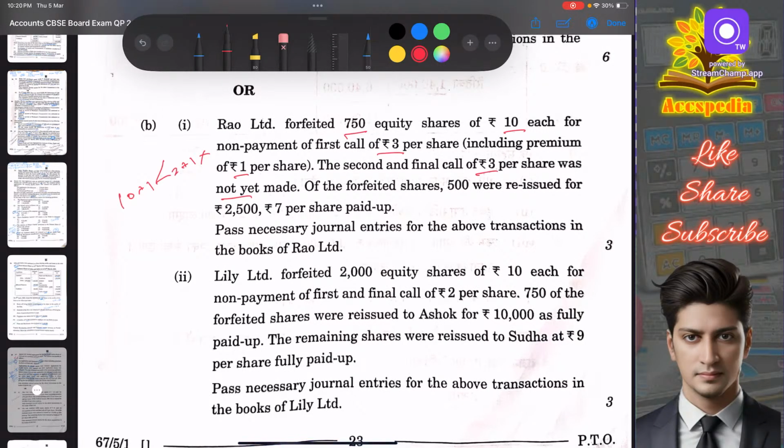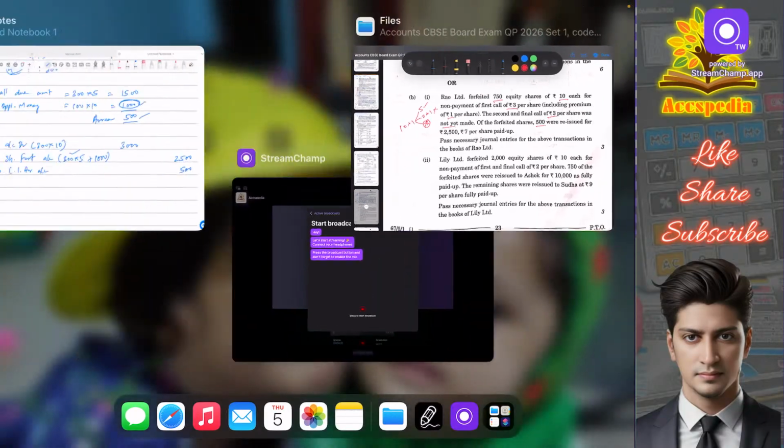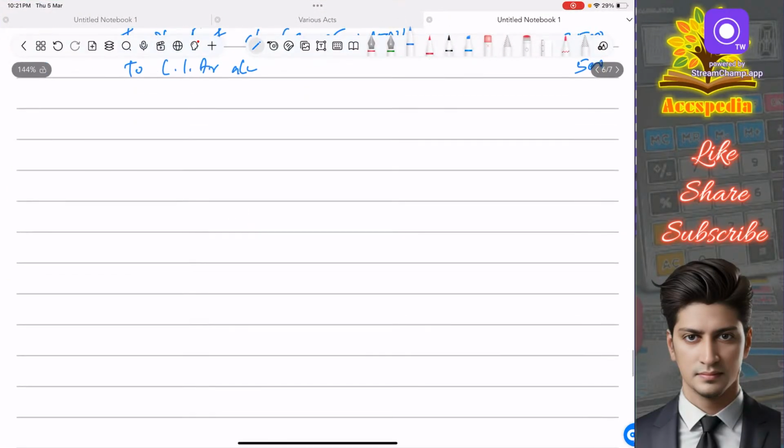Okay. Then second and final call is 3. This is not made. Okay. So this means out of this 10 rupees face value 5 over, remaining 5 is received. Application and allotment together. Of that 500 shares were reissued, okay, that is reissue. Let's first pass journal entry for forfeiture. Since premium is not received, premium account has to be debited in the forfeiture entry.